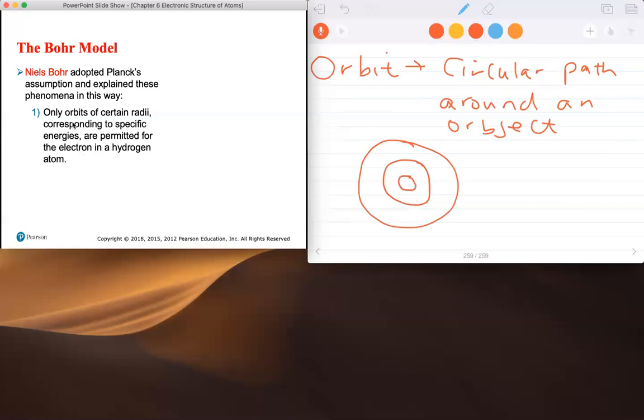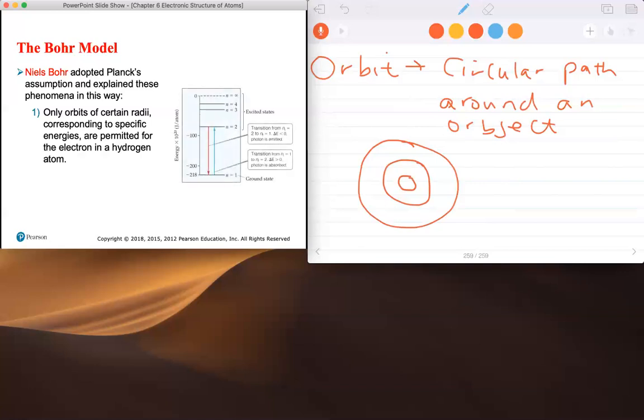He is proposing that orbits of certain radius from the nucleus, with specific energies, are permitted for the electron in the hydrogen atom. Remember, there is only one electron. So he's saying electrons are in energy level 1, energy level 2. Remember what I said earlier on, n equals 1, n equals 2, n equals 3, and so forth. Ground state is the first energy level.